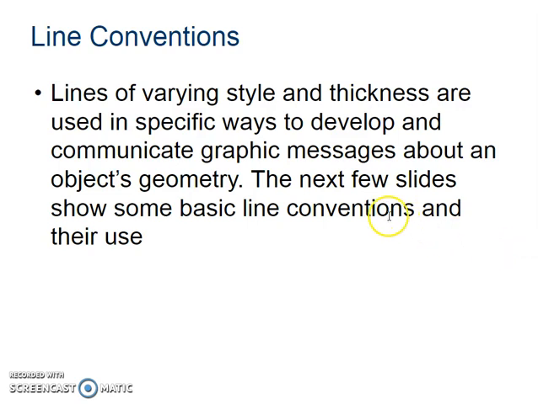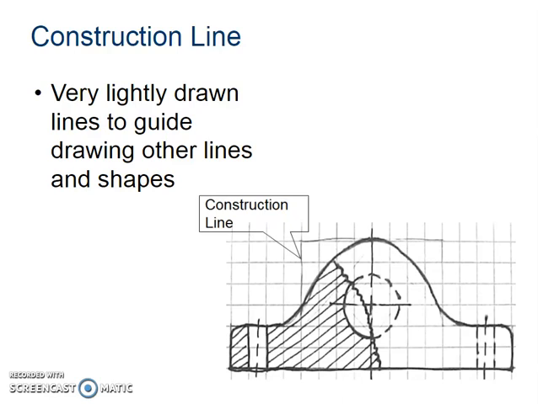As we move through here, the first type of line that we've got is construction lines. Construction lines help guide us as we try to create things. So this arc, this object line arc, is created by using that construction line around the outside. We know the arc starts here, goes up to its max point, and then comes back down.